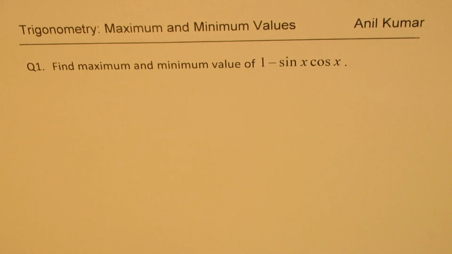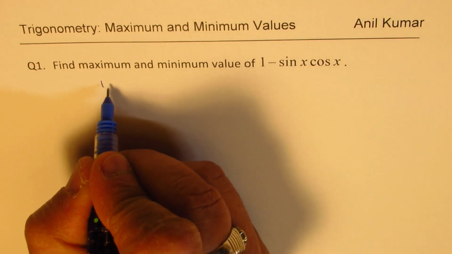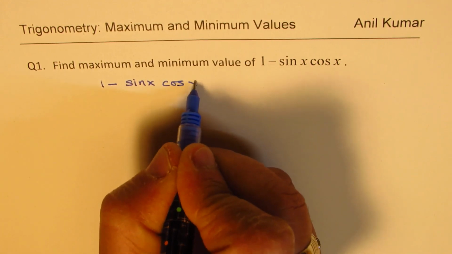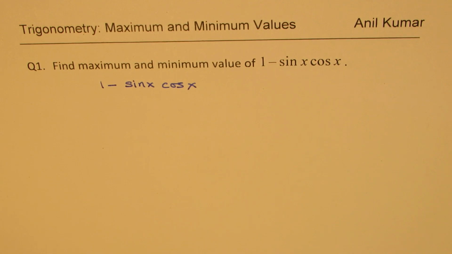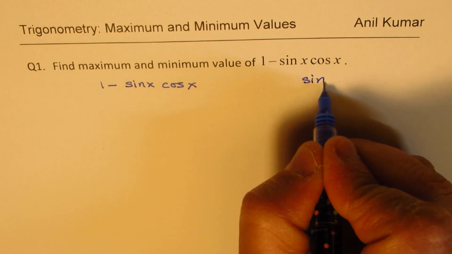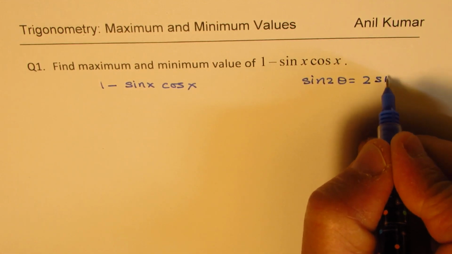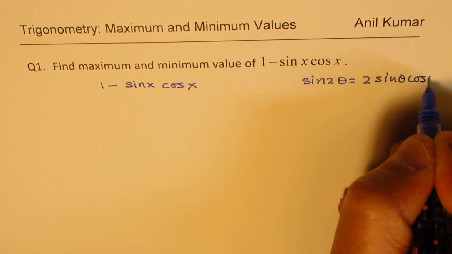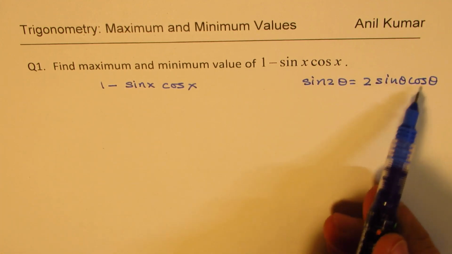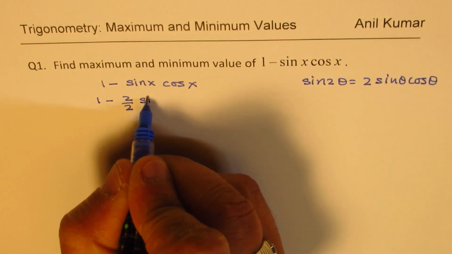find the maximum and minimum value for 1 minus sine x cos x, right? So we'll now find the value for 1 minus sine x cos x. Now you may have to recall some of the trigonometric functions which you learned. One of them is sine 2 theta. Now sine 2 theta is 2 times sine theta cos theta. Now here we have sine x cos x. To make it 2 times, what we could do? We could do 2 over 2, right? Sine x cos x.